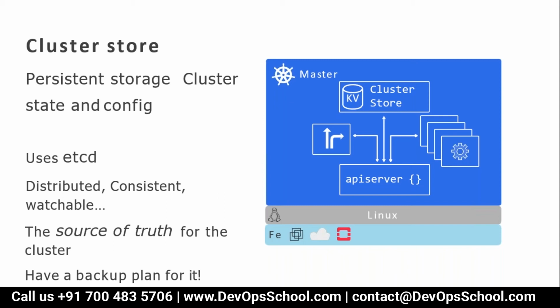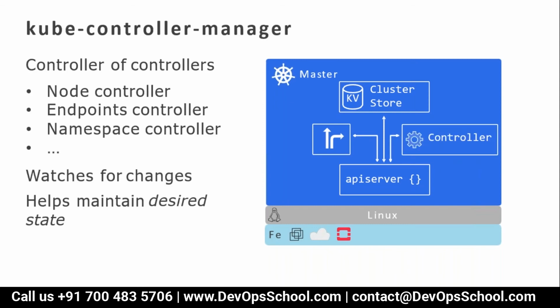So the second component is your cluster store, which is meant for storing the data for persistency. It stores the state and configuration files, powered by etcd, and etcd is distributed, consistent and watchable. Make sense? This is your storage in your Kubernetes cluster. Is that clear, guys, for everyone? Yes.